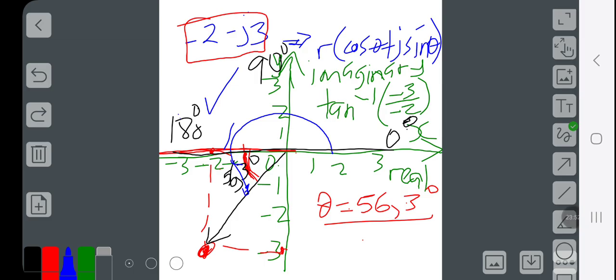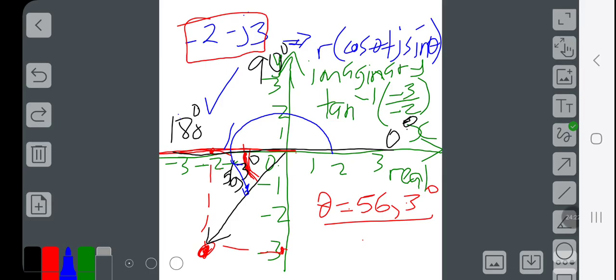I hope you got this. This is how you find your argument, the argument of the given complex number. I hope it's very clear. But I'm kindly asking you, if you're not getting this, try to rewind the video so that you can understand it, because this is very important.